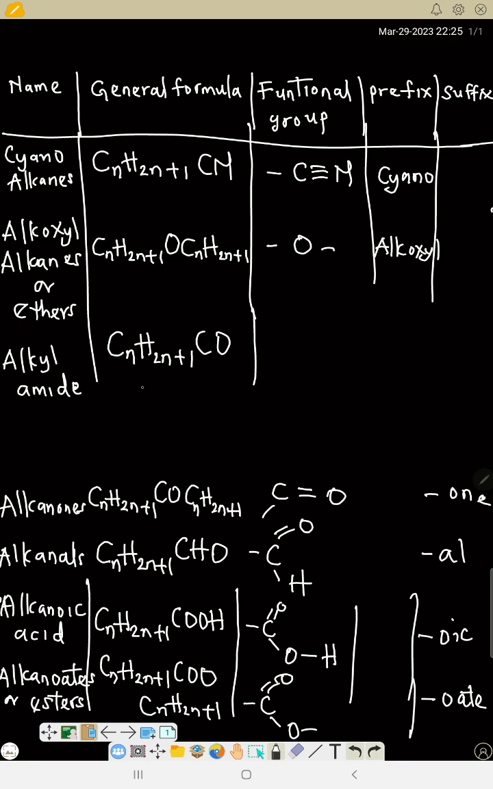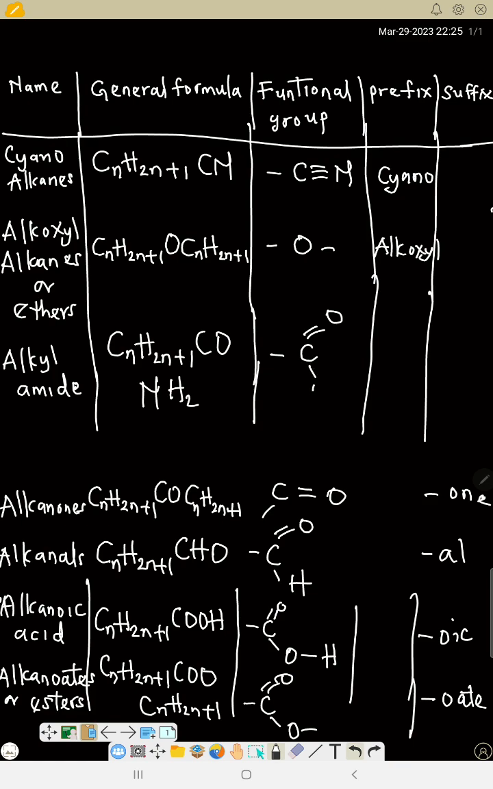The more you solve, the better you understand. By the time you name different compounds, you will know all these things offhand. Just jot it down for now. So alkyl amide is CnH2n+1 CONH2. The functional group will look like NH2, and the suffix is amide. So you will now know the usefulness of prefix, suffix, and later.